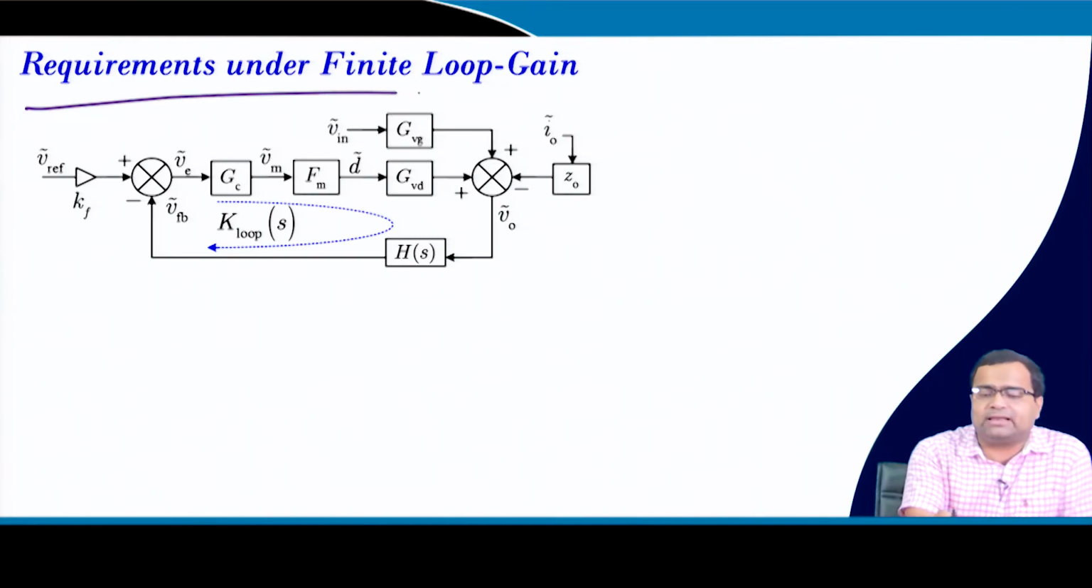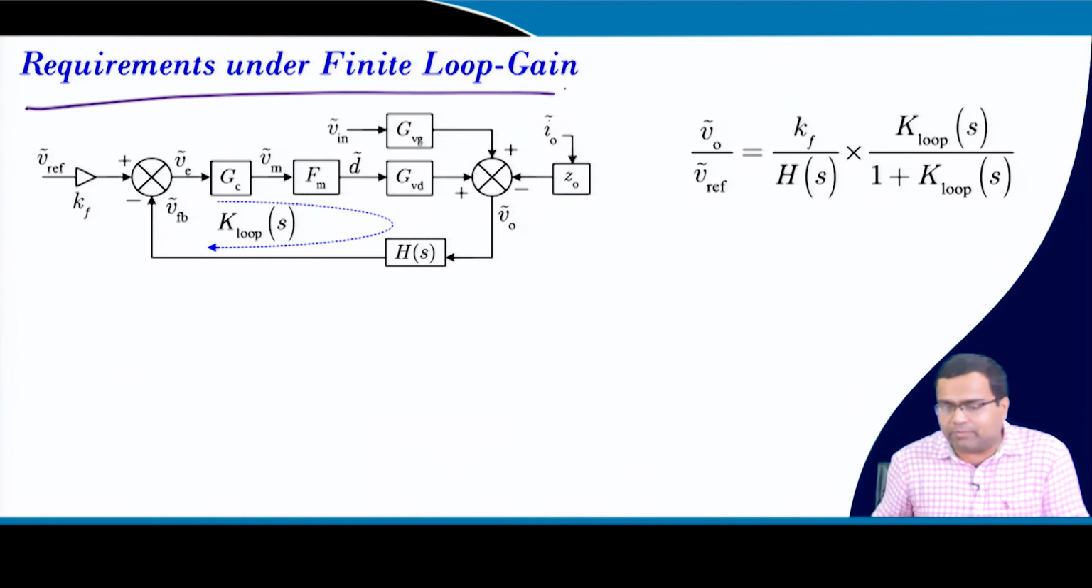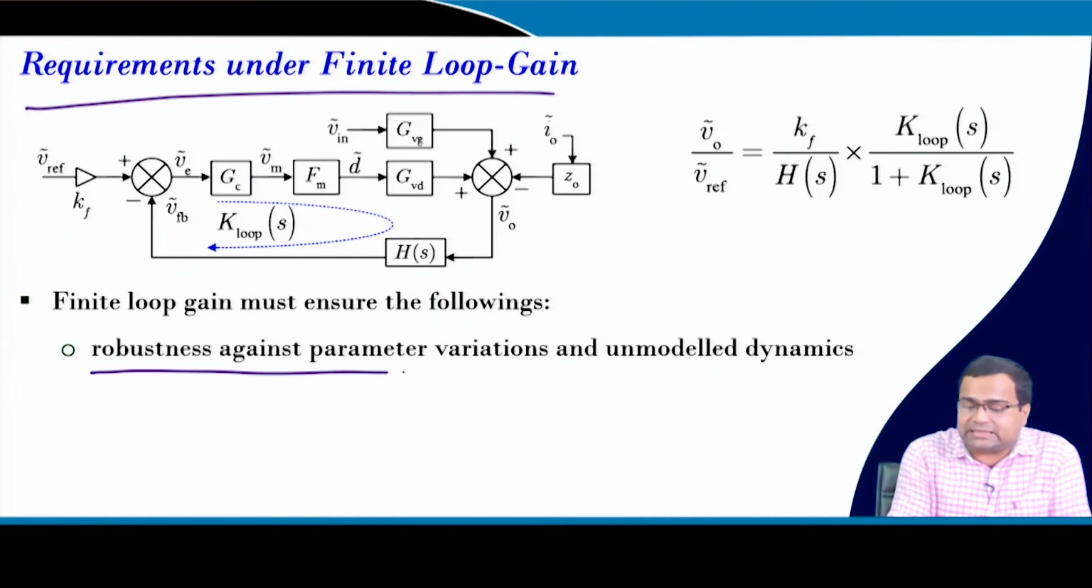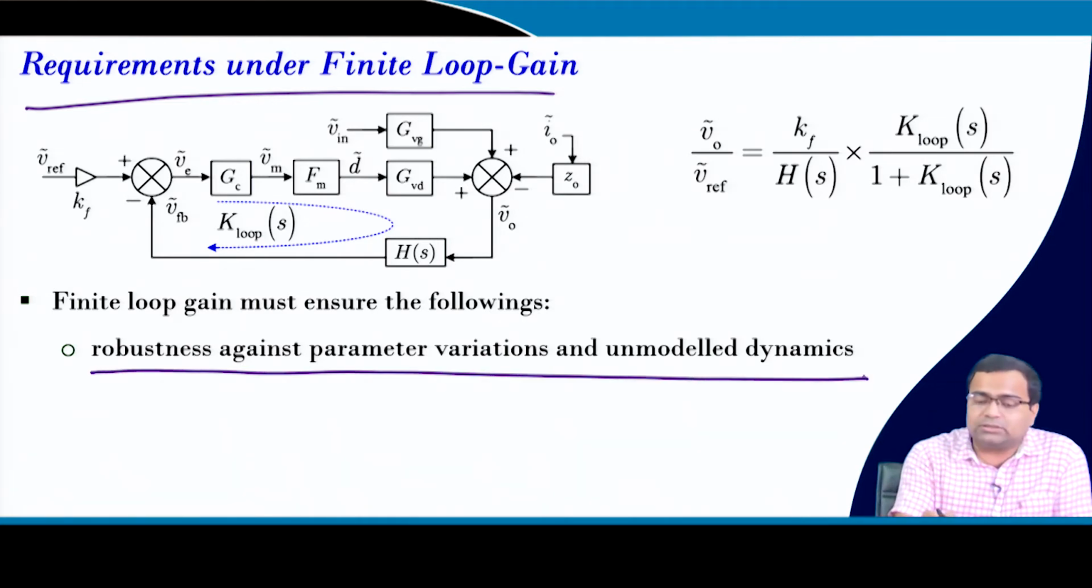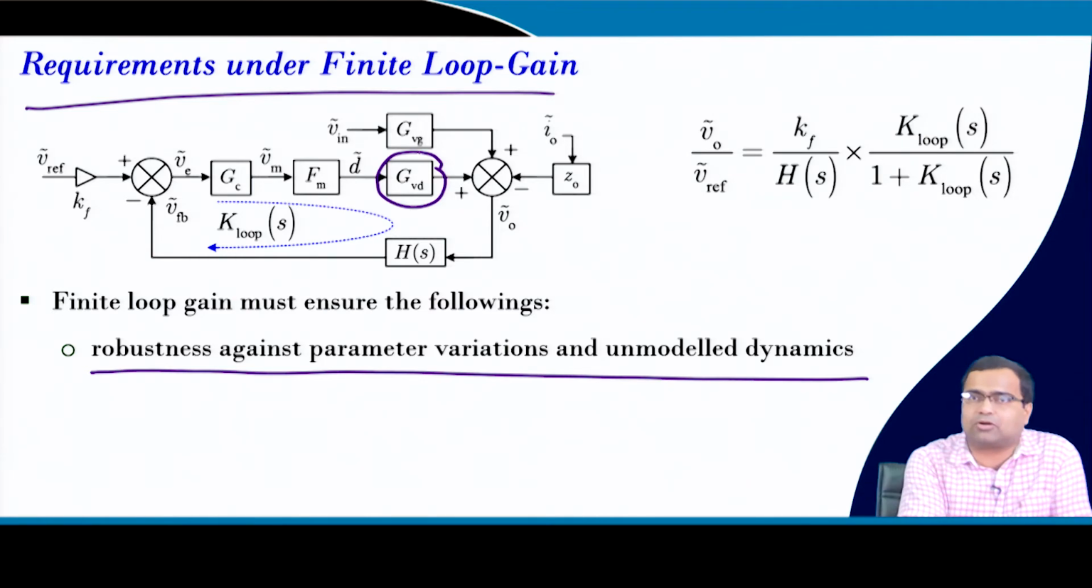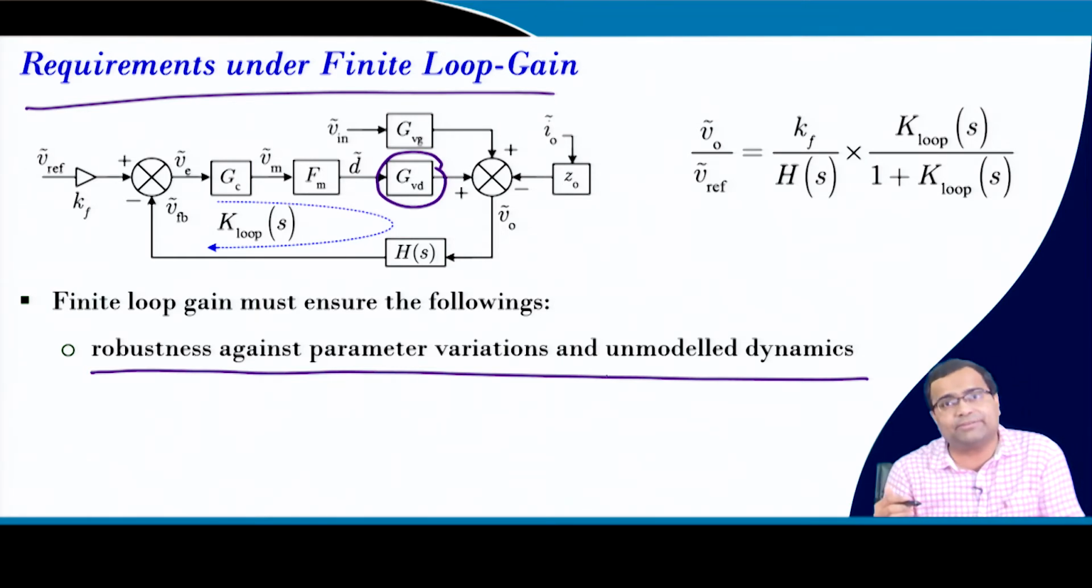Now, the requirement under finite loop gain, that we have understood. If the loop gain is finite, what do we need to ensure? The robustness against parameter variation and unmodeled dynamics, because the transfer function GVD here will consist of load resistance and input voltage, which are the operating conditions. Then inductor value, capacitor value, there can be variation, tolerance of the components, and there are some unmodeled dynamics, because we have not incorporated the dynamics of the actual switch, the dynamics of the ESL.